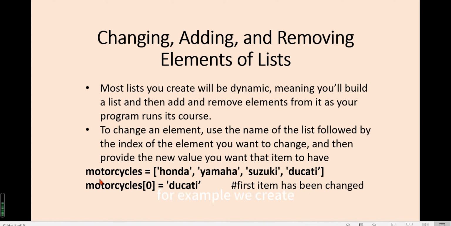For example, we create a list called motorcycles with 4 elements for each brand. Then we can change the first element of this list to another brand called Ducati. We just assign this new value to this element.